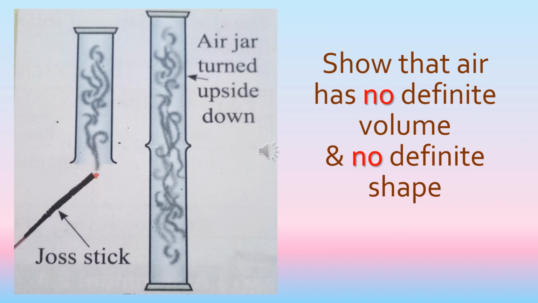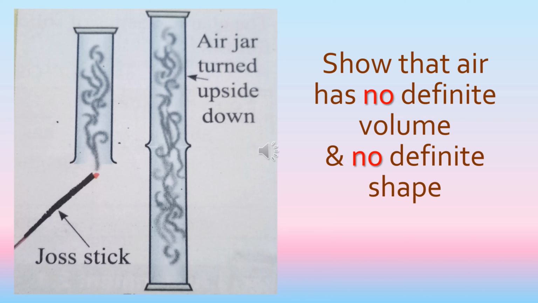Let's find out whether there is a definite volume for air. Here you will need two air jars, a jar stick, and a piece of cardboard. First you have to light the jar stick and send smoke into the air jar turned upside down. Now get another air jar of the same size, and keep it vertical as shown in the figure.